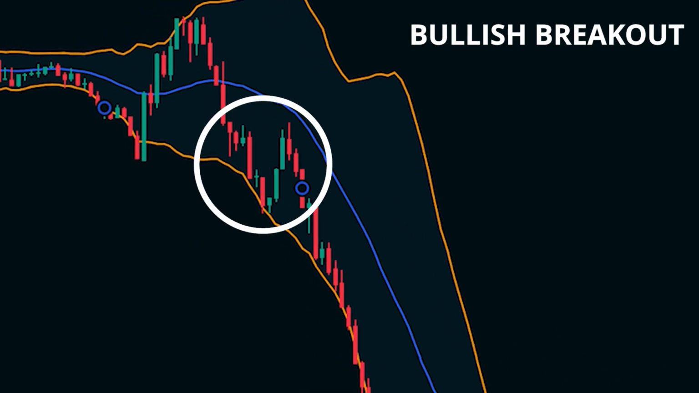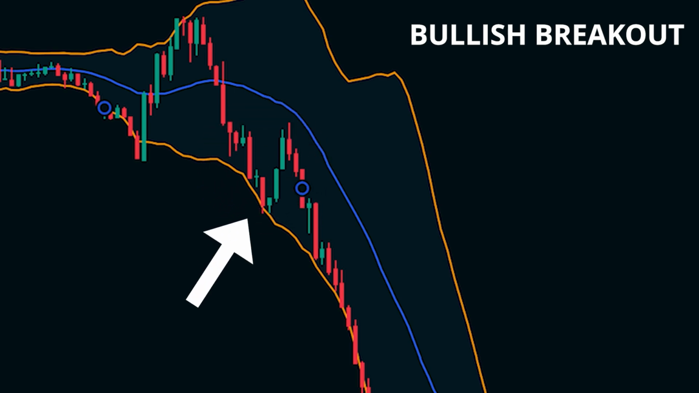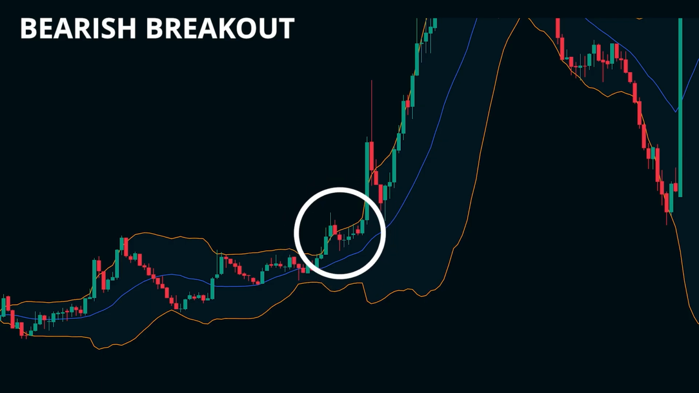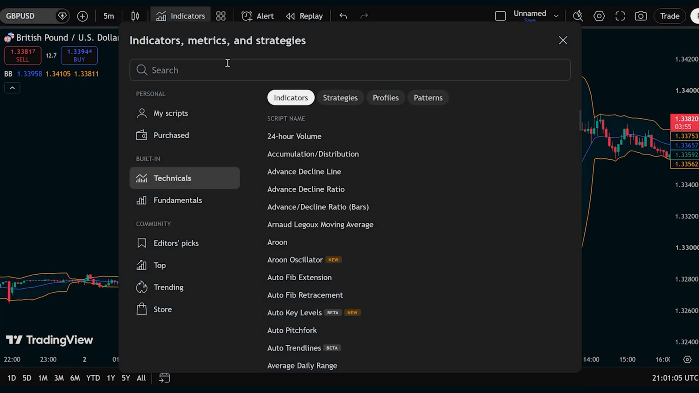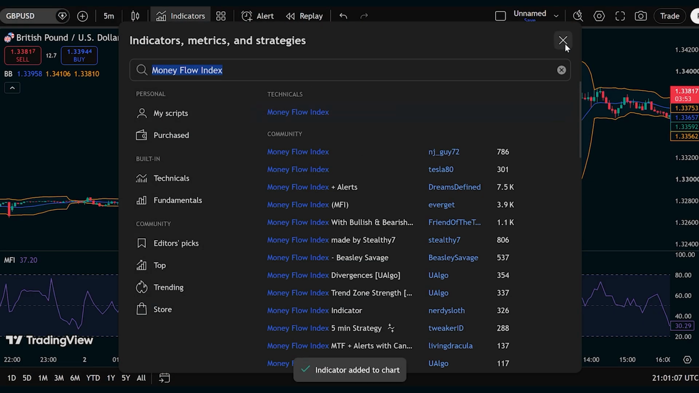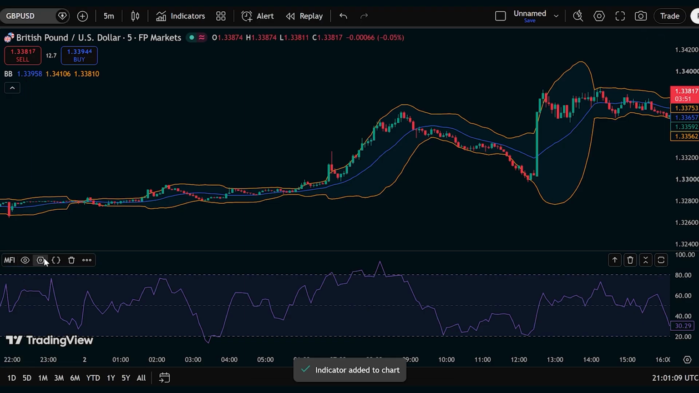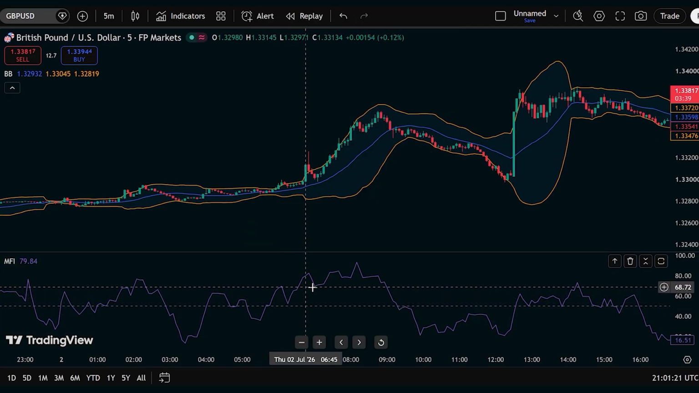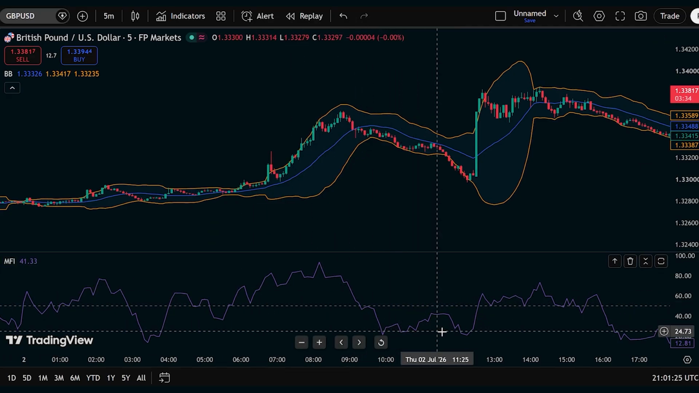Multiple candles forming on the downside with one closing outside the lower band signals a bearish breakout. Multiple candles forming on the upside with one closing outside the upper band signals a bullish breakout. Don't enter on the breakout candle alone. Wait for additional confirmation using the Money Flow Index, or MFI. In the MFI settings, set both values to 50, giving you a single midline to work with. When MFI crosses above the midline, that's your bullish signal. When it crosses below, that's bearish.